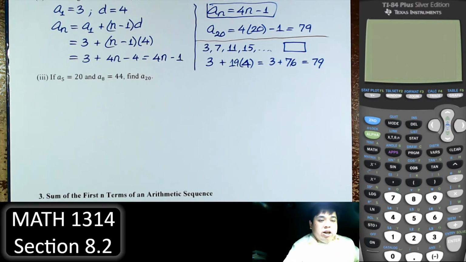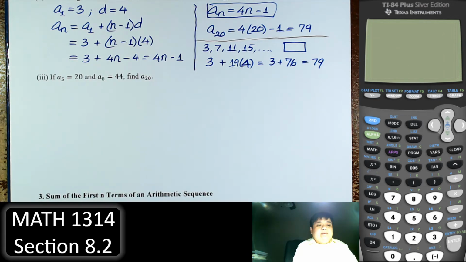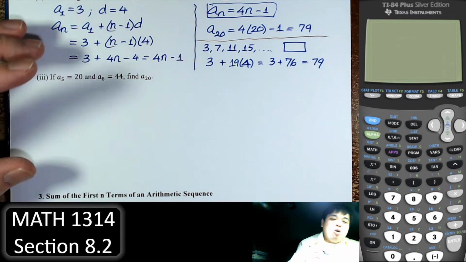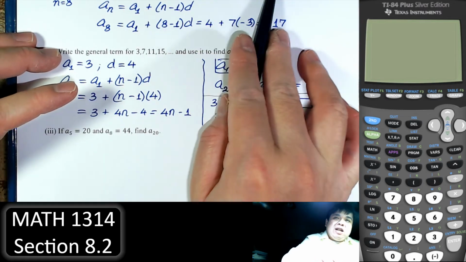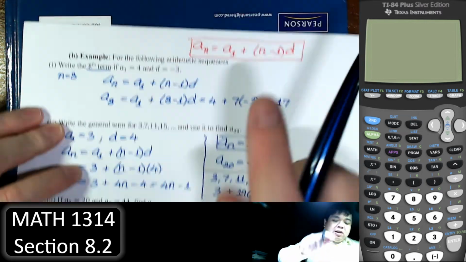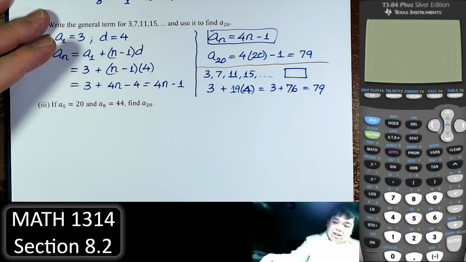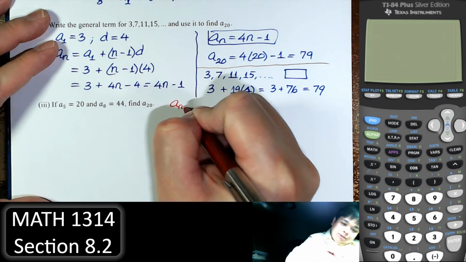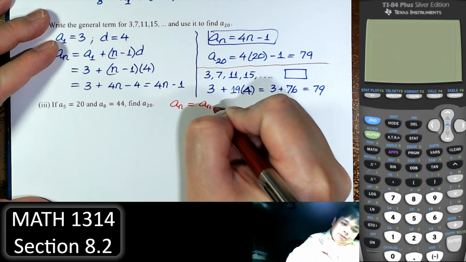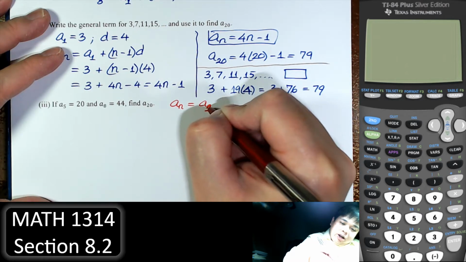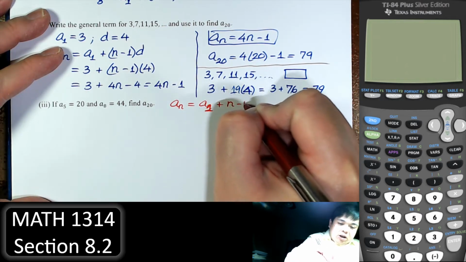Now next one is an interesting problem. The fifth term is 20, the eighth term is 44. What is the 20th term? Well, let's look at the more generic. We stick with the formula a sub n equal to a1 plus n minus 1 times d, right? So let's write that. And so a1 plus n minus 1 times d.